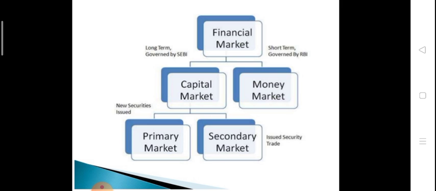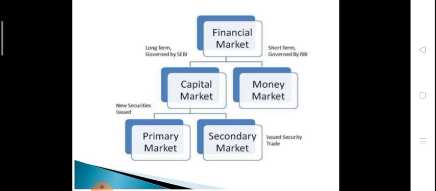So, financial market is divided into two parts, capital market and money market. Capital market is for long term and is governed by the SEBI, that means Securities Exchange Board of India. Money market is for short term and is governed by the RBI, that means Reserve Bank of India.